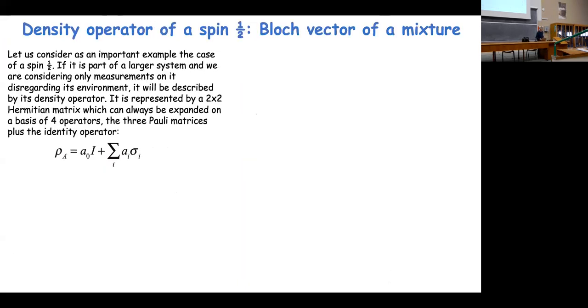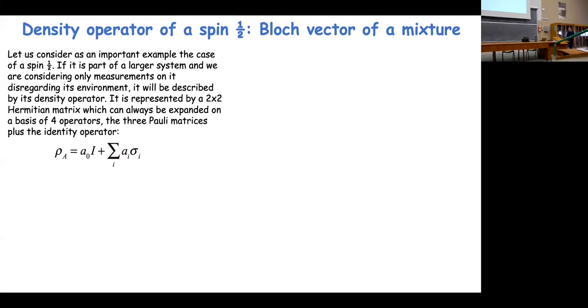Okay. Next step, now I want to give you a very simple example. I come back to a spin 1/2. I remind you that when we started with a spin 1/2 last week, I told you that any pure state of a spin 1/2 is mirrored on a sphere, the Bloch sphere. If you take a point on the Bloch sphere, it gives you a theta and a phi, and you get a direction, and the pure state is just the eigenstate corresponding to a spin pointing in that direction.